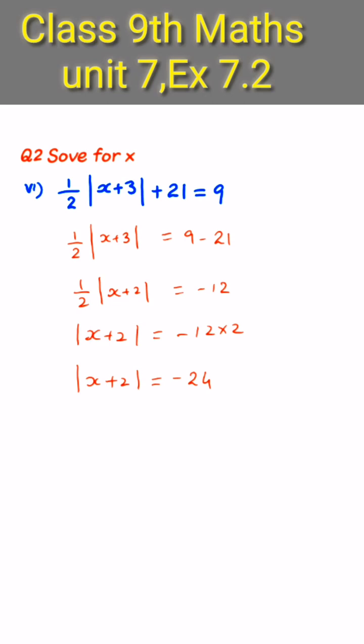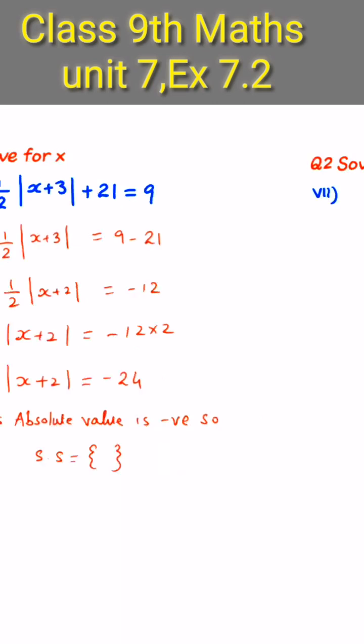It is a question where absolute value is negative. So when absolute value is negative, the solution set will be empty, right? So we can write here as absolute value is negative, so solution set is equal to empty, right?